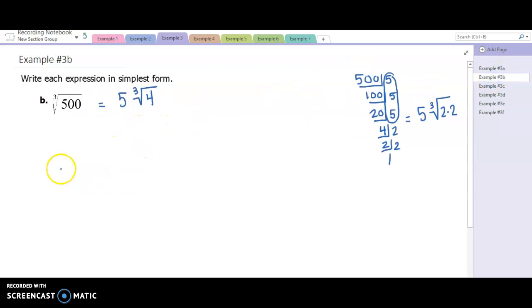Okay, so on B now, same thing, 500, I broke it down. And then once again, this is to the third root. So I grouped them into 3. So I had 3 5s. And then I had 2 leftover 2s, but they're not in a group of 3, so I can't use them. So when there's more than one, you multiply them. Okay, so 5 cubed root of 2 times 2, which is just 5 cubed root of 4.